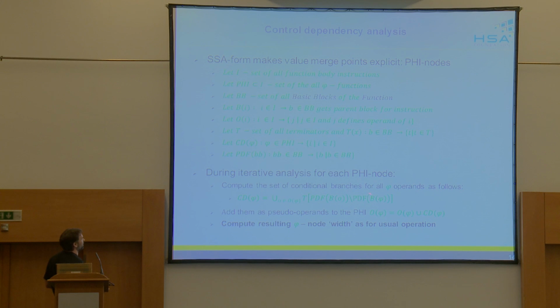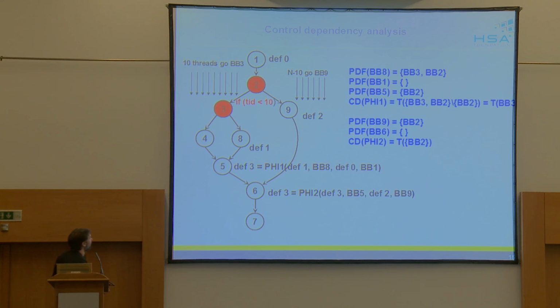Here we use set difference between the parent block of a phi itself and the parent block of the operand. Here is the union over all operands. The next slide will explain why we do so. Let's consider a control flow graph, if we're interested in the weight of the control dependency set of this definition.